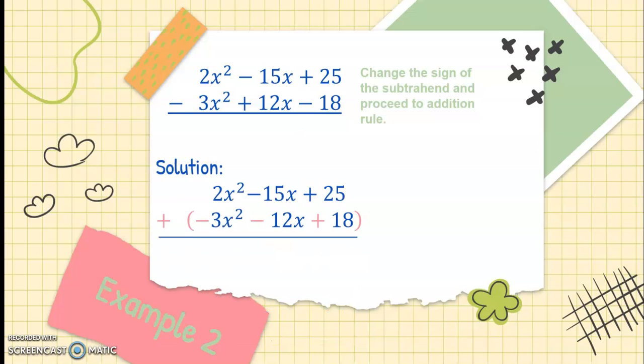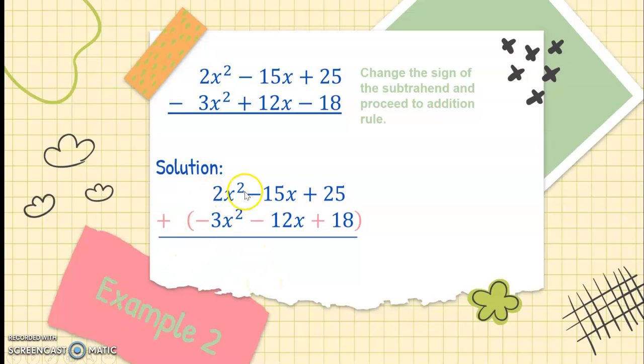So, let's have now our solution. So, we just copy the minuend or the first term, 2x squared minus 15x plus 25. And then, we change the sign of the subtrahend. So, ang 3x squared, which is positive because operation is saya, this will become negative 3x squared. Positive 12x becomes negative 12x, and negative 18 becomes positive 18. Now, proceed to addition rule. So, nag-add kita. Balik naman kaliwat sa addition rule. Kung same sign, add, copy ang common sign. Kung unlike sign, subtract, kag kopyahon ang sign sang number nga mas dako ang iya absolute value.